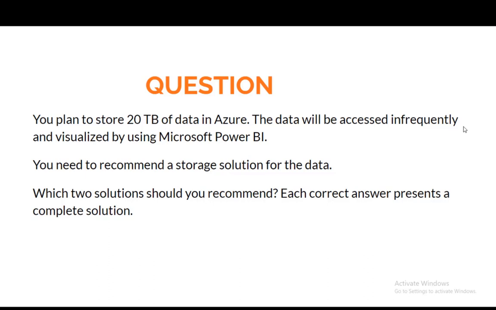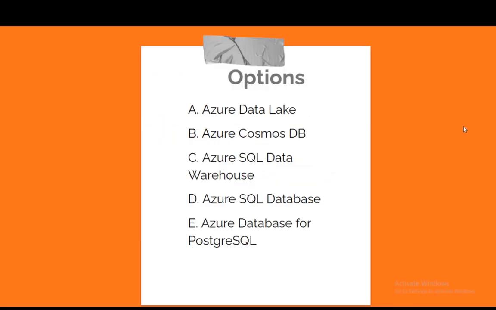And here are the options. Option A, Azure Data Lake. Option B, Azure Cosmos DB. Option C, Azure SQL Data Warehouse. Option D, Azure SQL Database. Option E, Azure Database for PostgreSQL. And the correct answer is option A, Azure Data Lake, and option C, Azure SQL Data Warehouse.